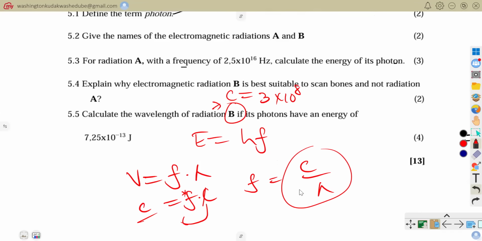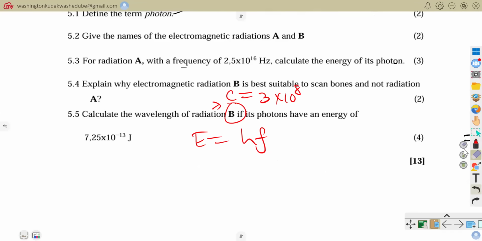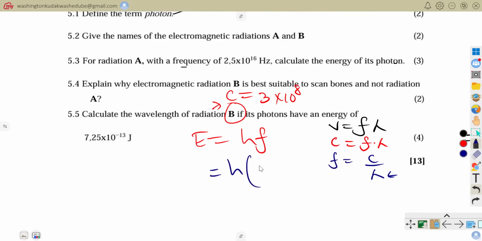So wherever I have frequency, I'll substitute by that. I say that v is equal to f lambda, and for light or radiation, we are using the speed of light, so c is equal to f lambda. So I can now represent my frequency in terms of the speed of light over the wavelength. Now I'll substitute this into my equation of energy. That would be h bracket c over lambda, so E is equal to hc over lambda.